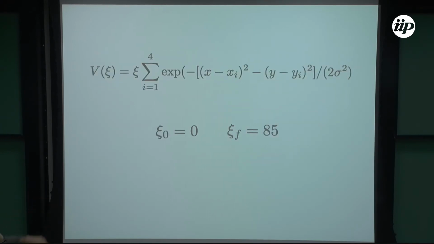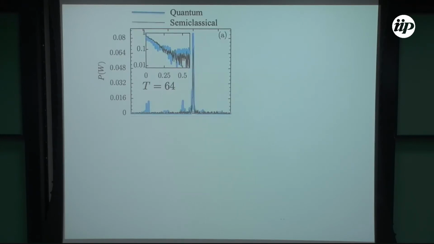This is the potential. The jump is from this value to this value, I think, okay? And we use the Bergini-Saraceno scaling method, okay? Let's start with the result, the numerical results, okay? The black curve is the semiclassical, and the other is the quantum, okay?